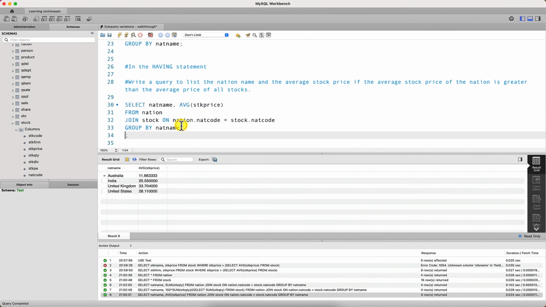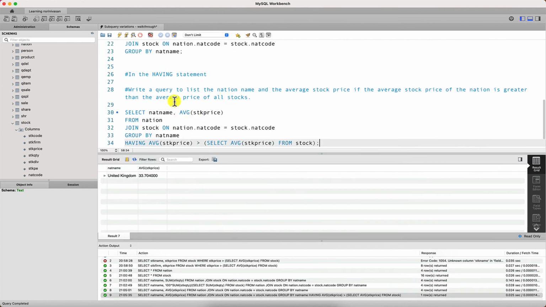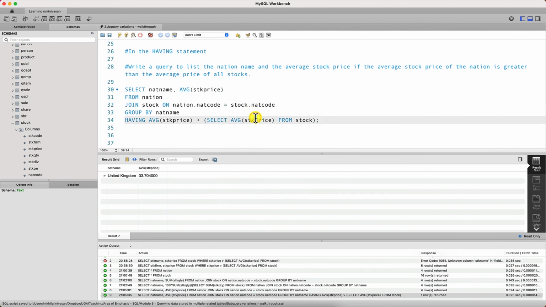And so I shall say having average STK price greater than the overall average stock price, select average stock price from stock. If I run this query, I will see I only have UK stocks whose average stock price is greater than the overall average stock price. In this example, we see the use of a subquery in the having clause.